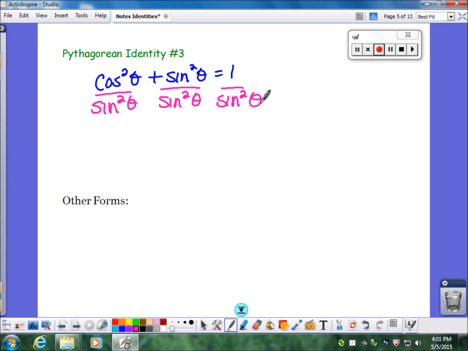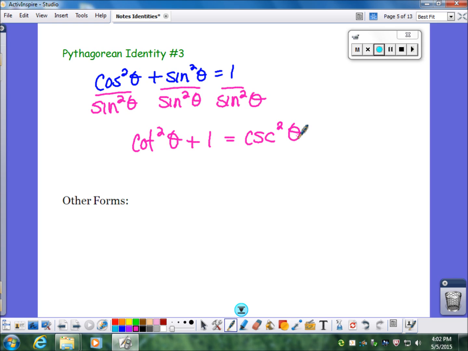Alright, now simplify this. Cosine over sine, x over y, is cotangent, and since it's squared, cotangent squared theta. This is just going to be 1, sine squared theta over sine squared theta. And then 1 over sine is cosecant, and so we take the reciprocal, we're going to get cosecant squared theta. Alright, so there's our third identity.